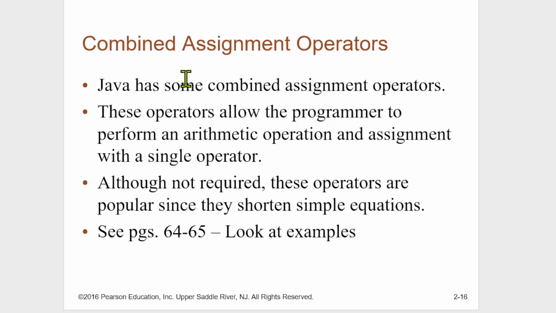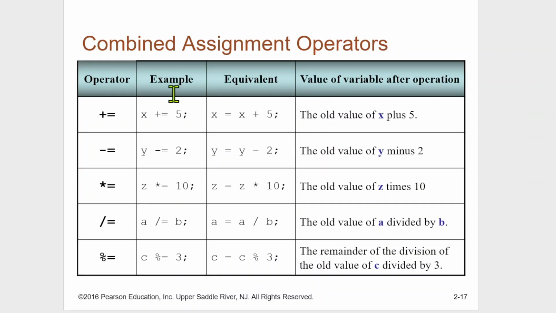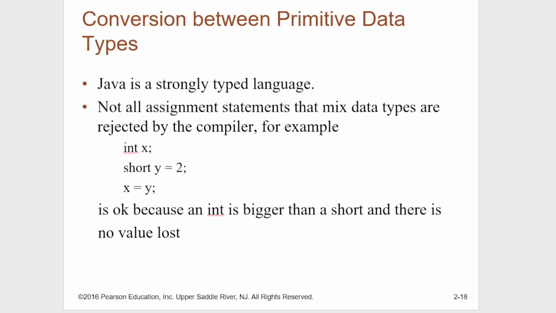Java has some combined assignment operators. These operators allow a programmer to perform an arithmetic operation in an assignment with a single operator. Although not required, these operators are popular since they shorten simple equations. Combined operators, you would just say x plus equals 5. That tells you, whatever the value of x is, add 5 to it. I use this a lot in loops. Same thing with subtracting, multiplying, dividing, and modulusing the value that's already there. So it just saves you the step of doing this. And you see this a lot in looping, these two especially.